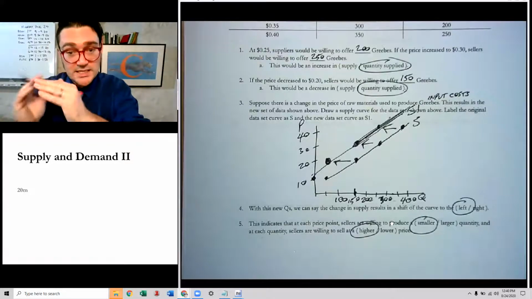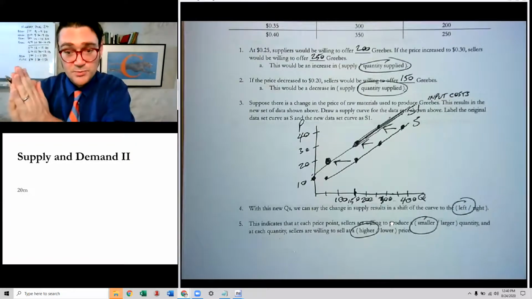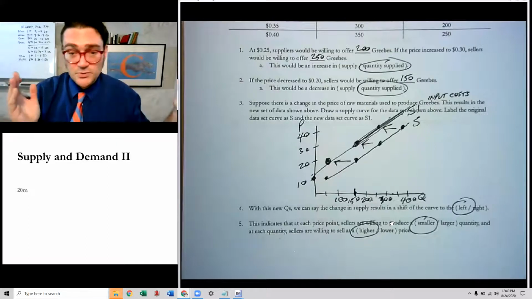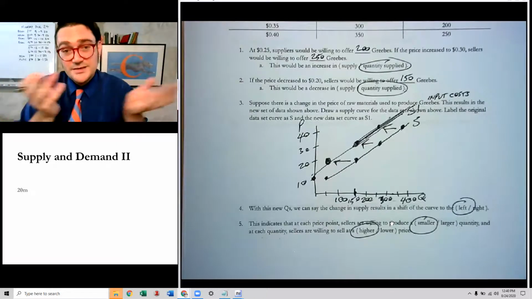Because if they used to be willing to give you 150 at 20 cents, and at 20 cents they're now only willing to give you 50, that's a decrease in supply.